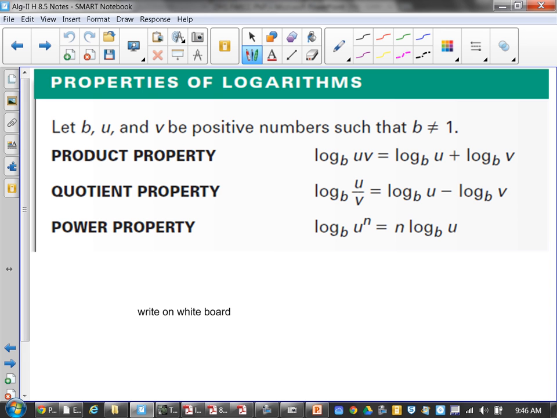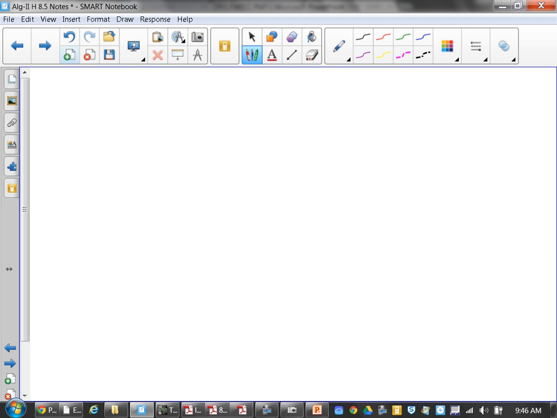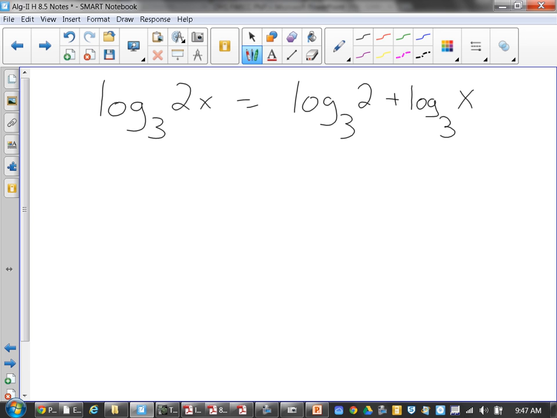I'm going to go one at a time with these. So if I'm going to do this product property, this first one, an example of that would be nothing more than, I'm going to go back to it. If I say the log base 3 of 2x, it's 2 times x, do you agree? What I can do here is I can split this apart as the log base 3 of 2 plus the log base 3 of x.